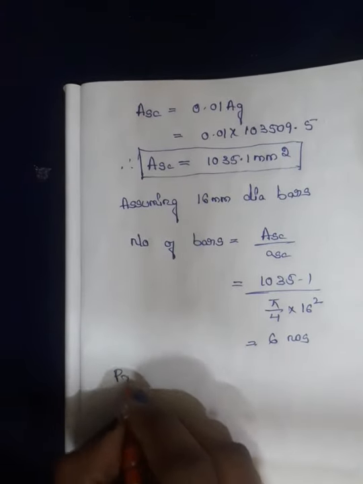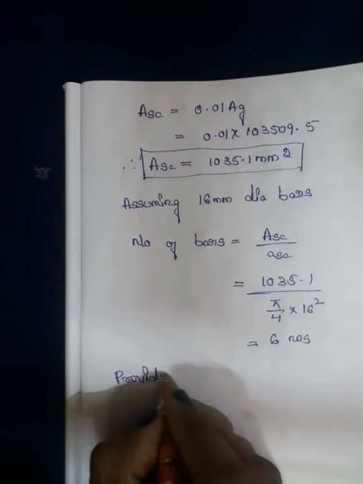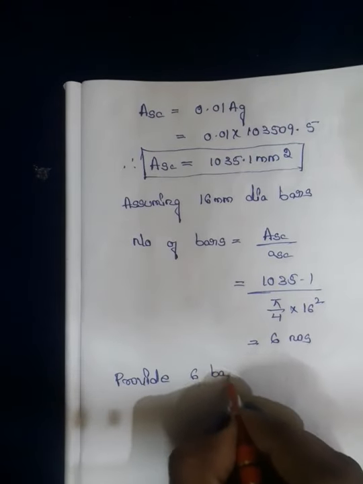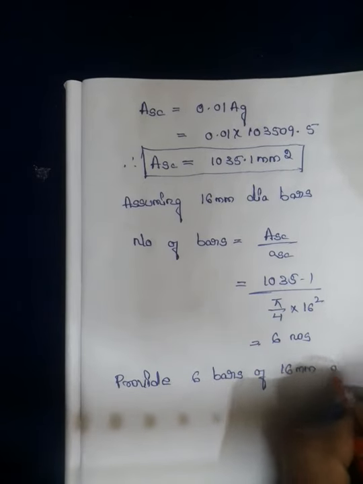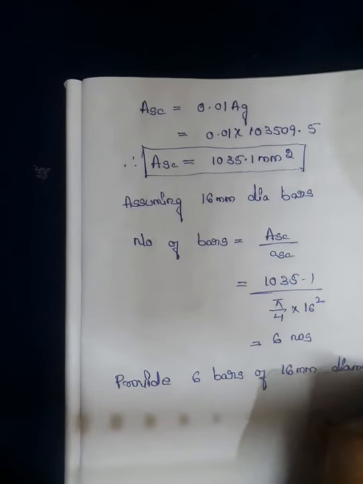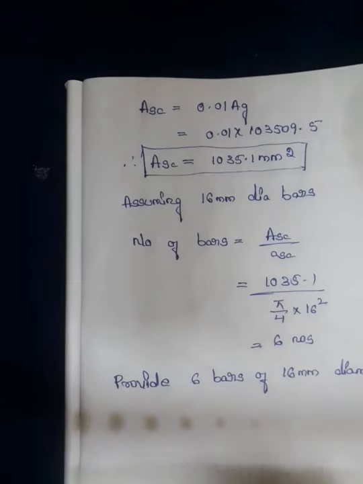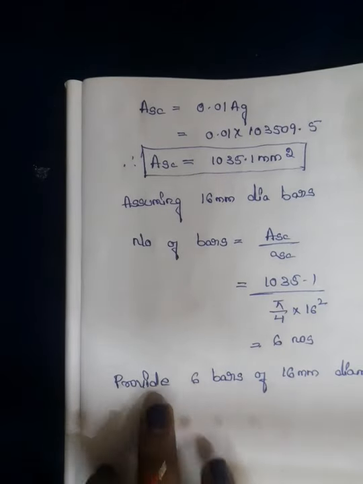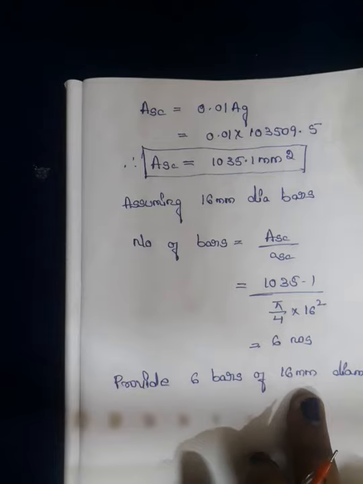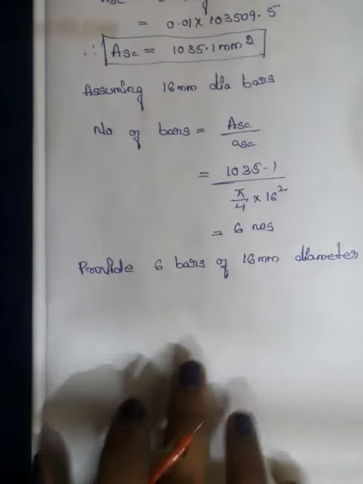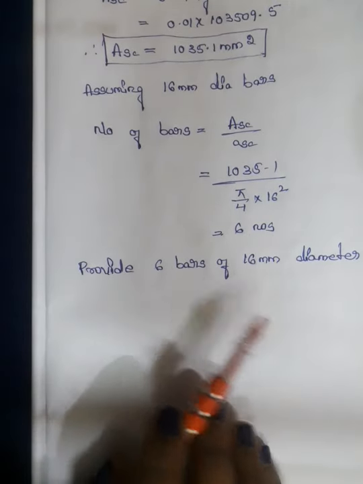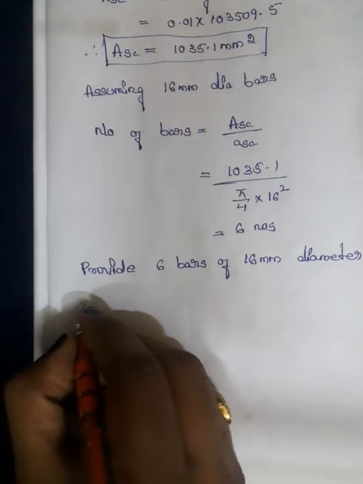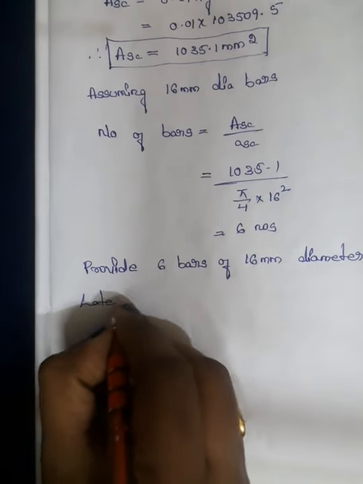So provide 6 bars of 16 mm diameter. Now we have done that: how many bars are required and what is the diameter of the bar for our rectangular column. Now we'll see what is the dia of the lateral tie and what center to center distance is to be provided for the lateral ties. So now lateral ties.